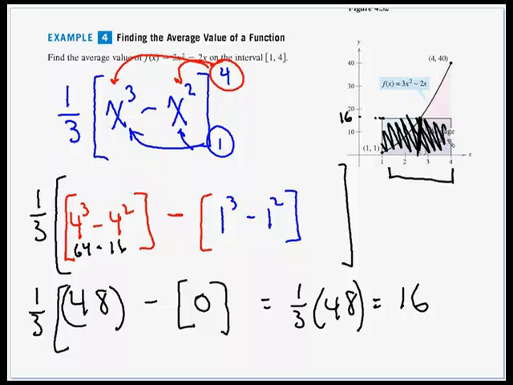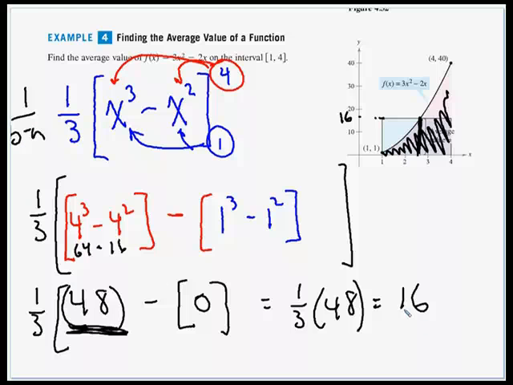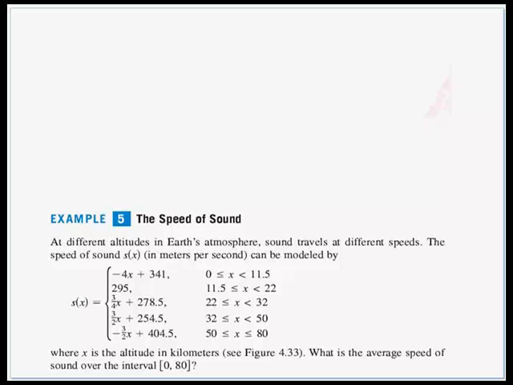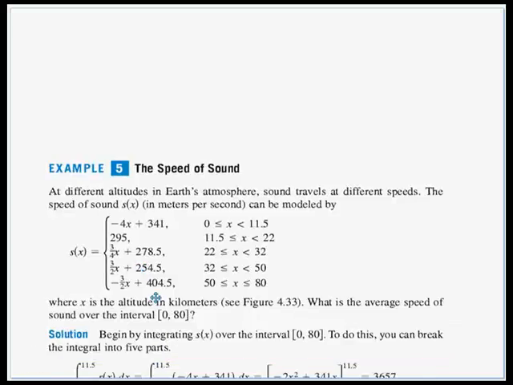There are 48 square units in this rectangle, and that tells us there are also 48 square units underneath the curve. And that's what we found here, 48, before we did the 1/3. Remember, that was 1 over b minus a, and that gave us the average value across that interval. Now here's example 5. This isn't in your notes, but it is in the book. It's pretty complicated, and it shows a good real-life application of these integrals.